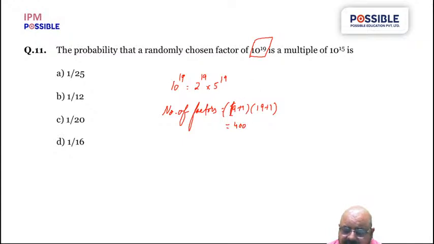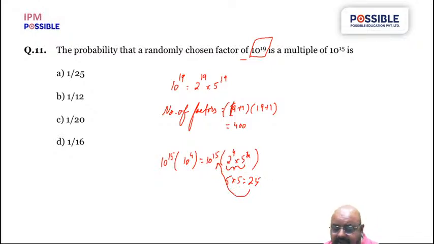Now, if I am looking for factors of 10 raised to power 19 that are multiples of 10 raised to power 15, I take that outside from 10 raised to power 19, and I'm left with 10 raised to power 4, which is nothing but 2 raised to power 4 into 5 raised to power 4. The number of factors that I get from here will be 4 plus 1, 5, into 4 plus 1, 5, which is 25. In each of these factors, 10 raised to power 15 gets multiplied, and therefore each number is a multiple of 10 raised to power 15. Therefore, the favorable cases are these 25 cases out of a total of 400 cases. If I divide, I get 1 by 16.